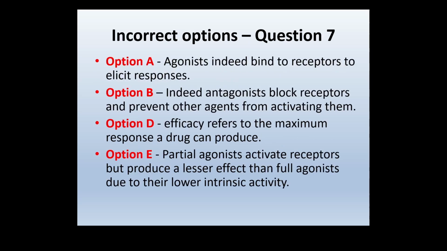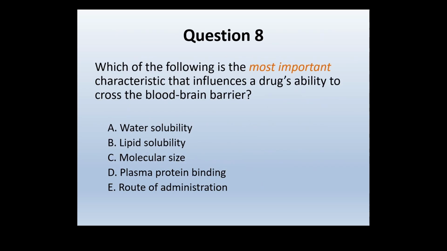Option A is true as agonists indeed bind to receptors to elicit responses. Option B correctly describes antagonists, which block receptors and prevent other agents from activating them. Option D accurately defines efficacy, as it refers to the maximum response a drug can produce. Option E is correct because partial agonists activate receptors but produce a lesser effect than full agonists due to their lower intrinsic activity.